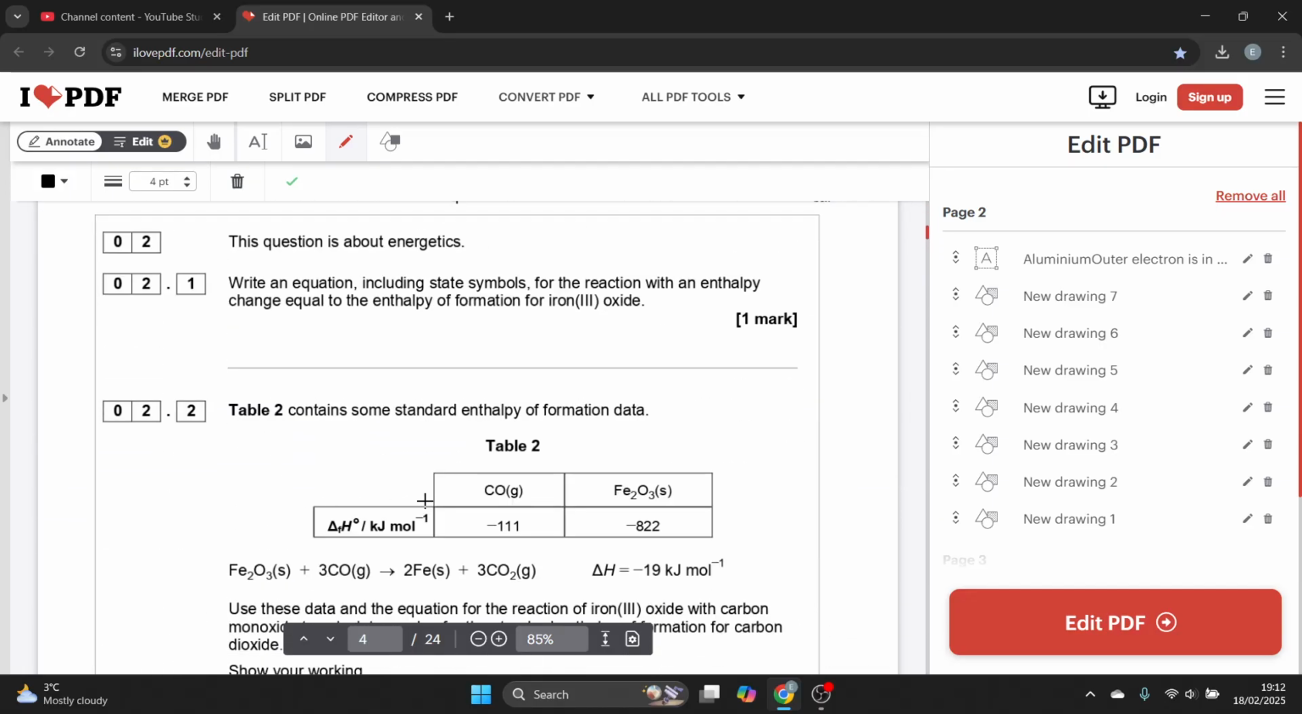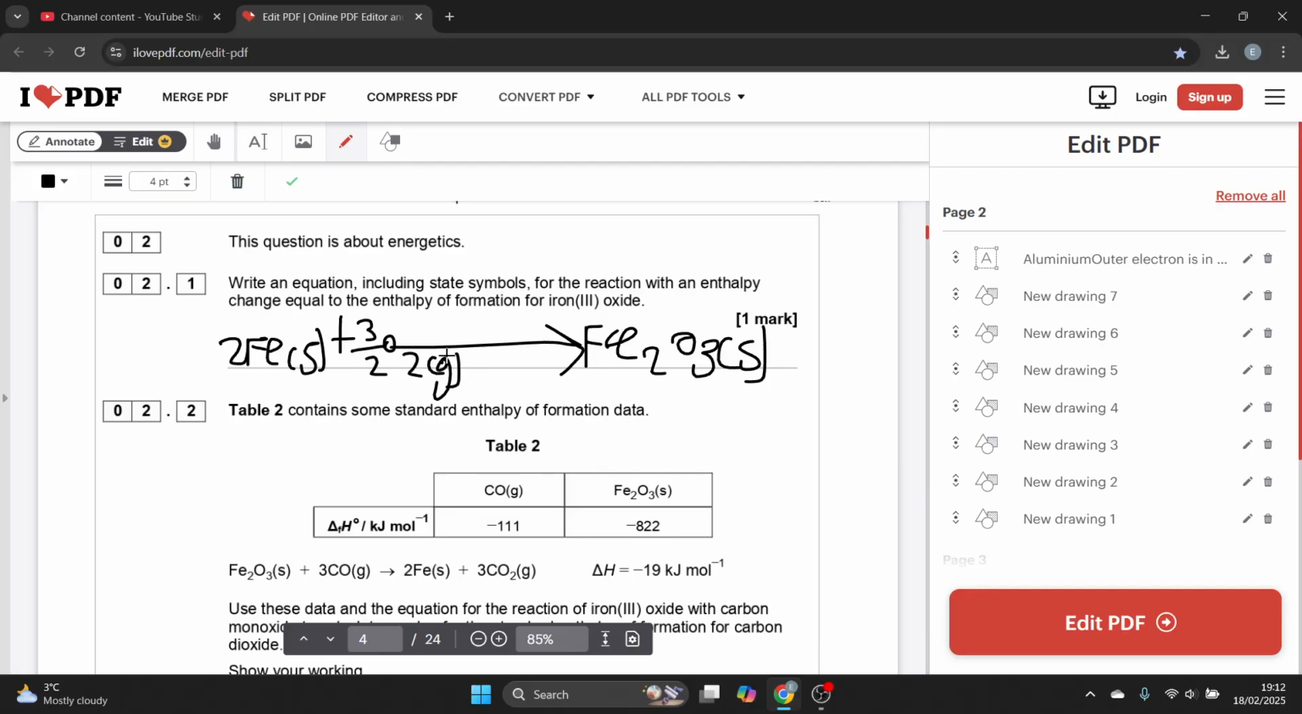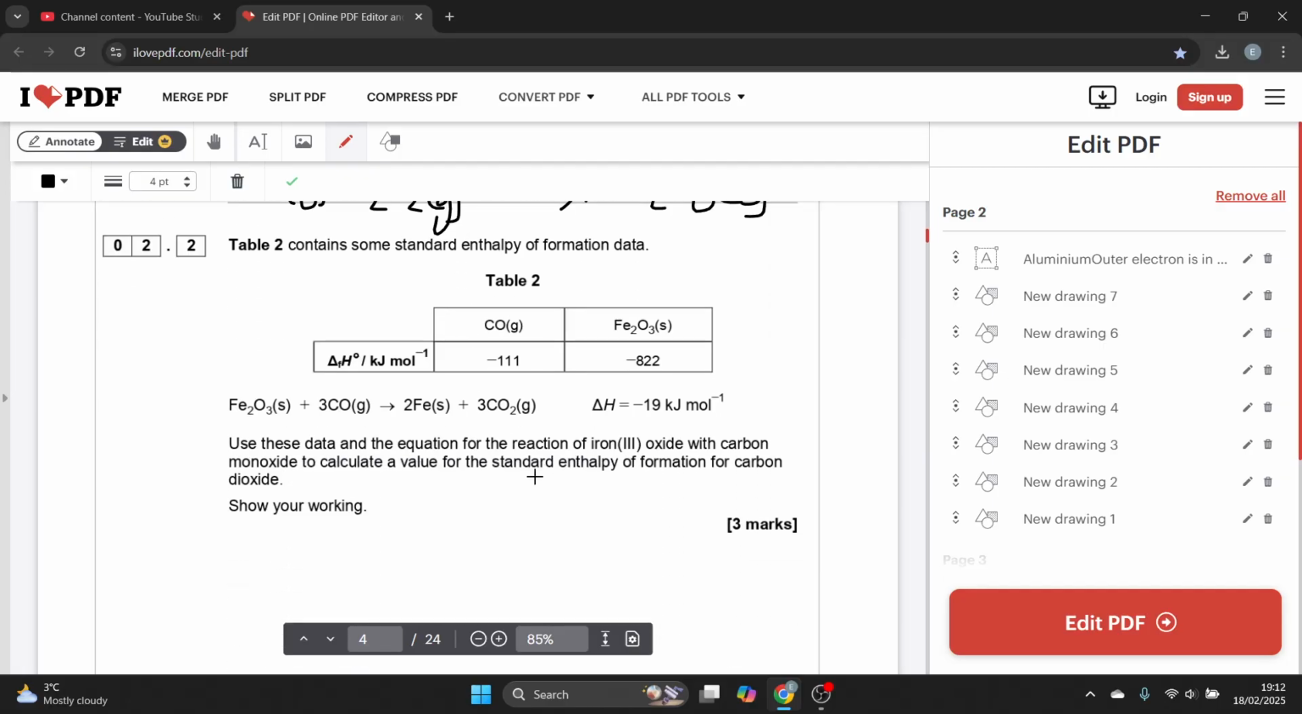Write an equation with state symbols for the reaction whose enthalpy change is equal to the enthalpy of formation of iron oxide. So Fe2O3 solid, I'm forming that. So 2Fe solid plus 3 over 2 O2 gaseous gives Fe2O3 solid.